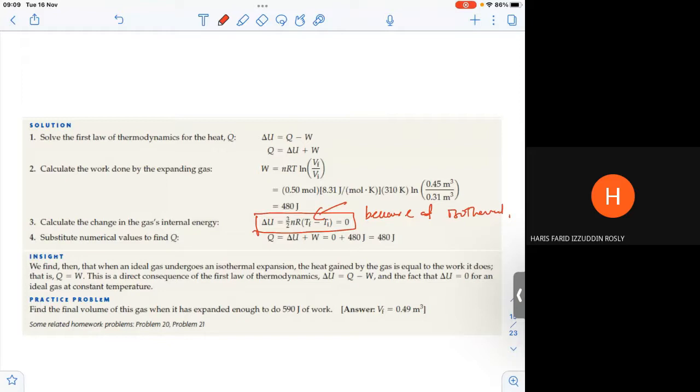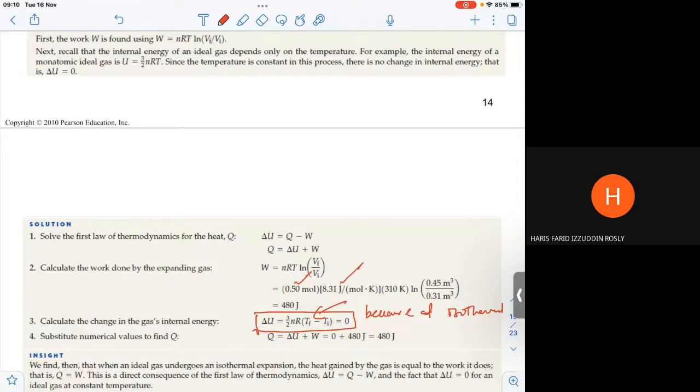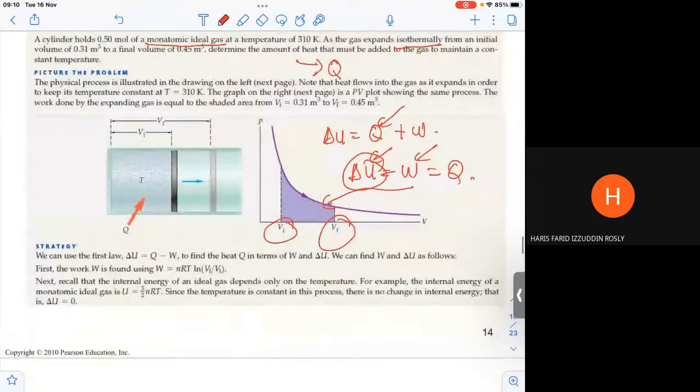So right now we just need to calculate W. Based on our terms, W is nRT ln V final over V initial. N is the number of moles, R is the constant value, 8.31 joule per mole Kelvin, because the unit used here is Kelvin, and the temperature is 310 Kelvin, times ln 0.45 over 0.31. So therefore the answer will be 480 joule.